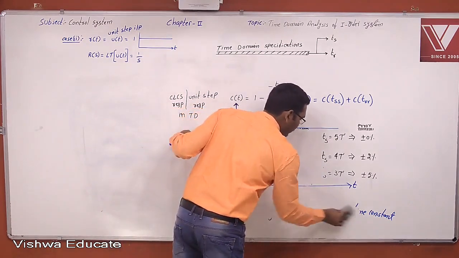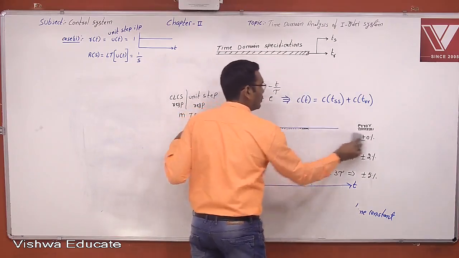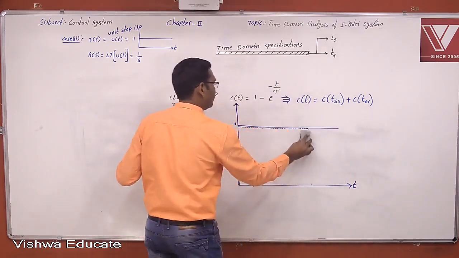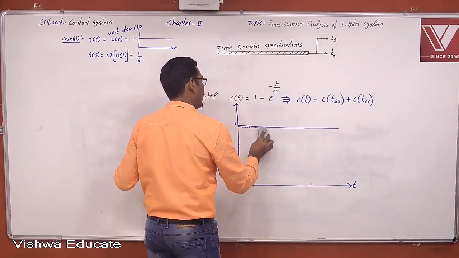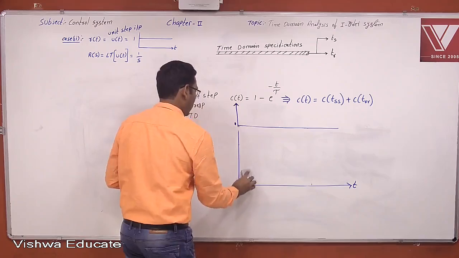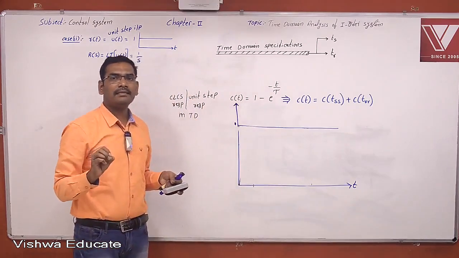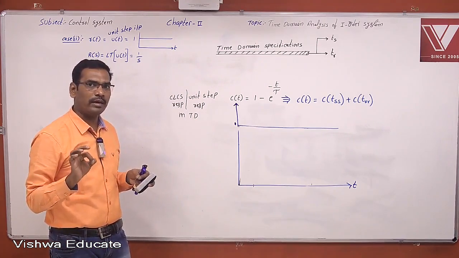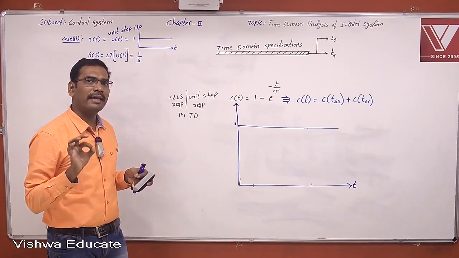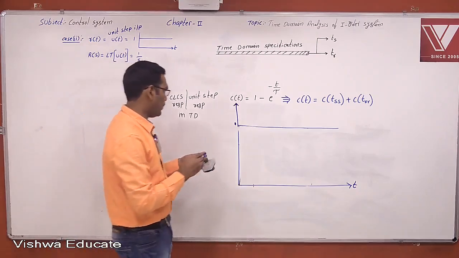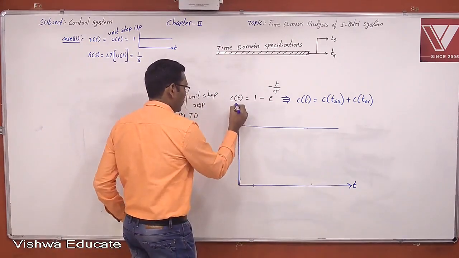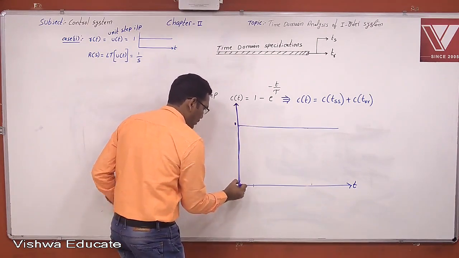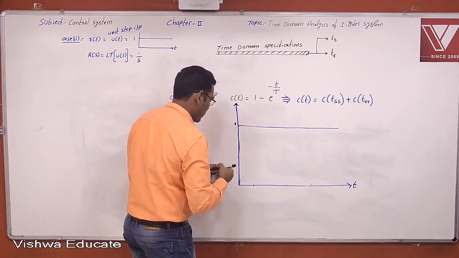The time taken by the response to rise from 10% to 90% is called rise time. The time taken by the response to rise from 10% to 90% is called rise time. So what he's saying is the rise time is nothing but the time taken by the response. This is the response, right?